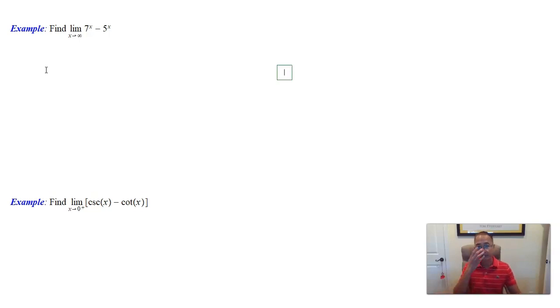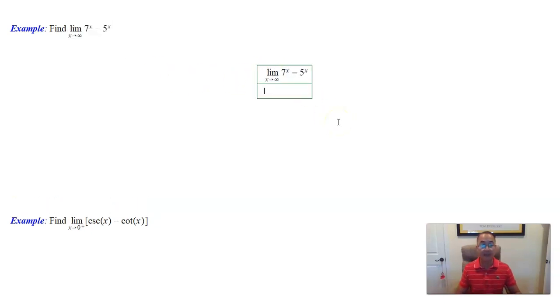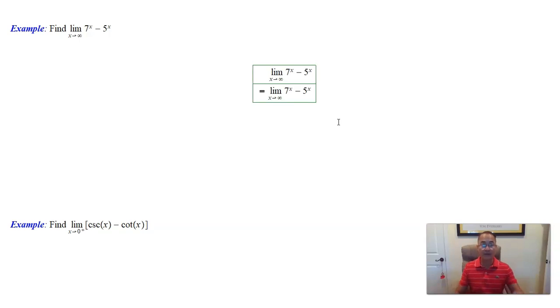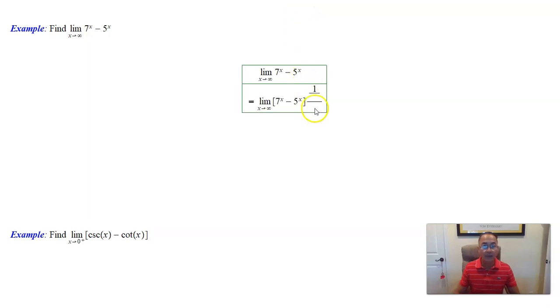Try factoring something out. So again, we have two choices. We can factor out the 7 to the x or the 5 to the x. In this case, factoring is essentially the same as multiplying and dividing by the same quantity. So we can choose to multiply and divide by either 1 over 7 to the x or 1 over 5 to the x.